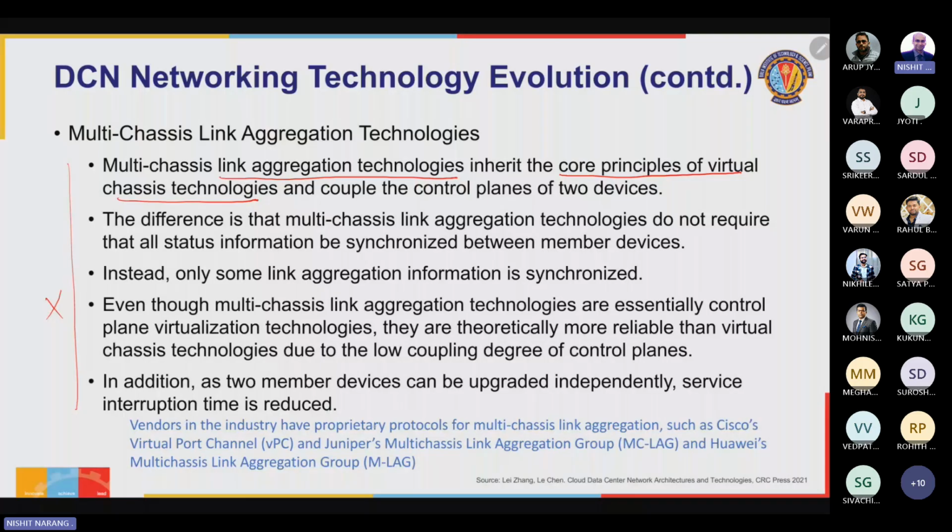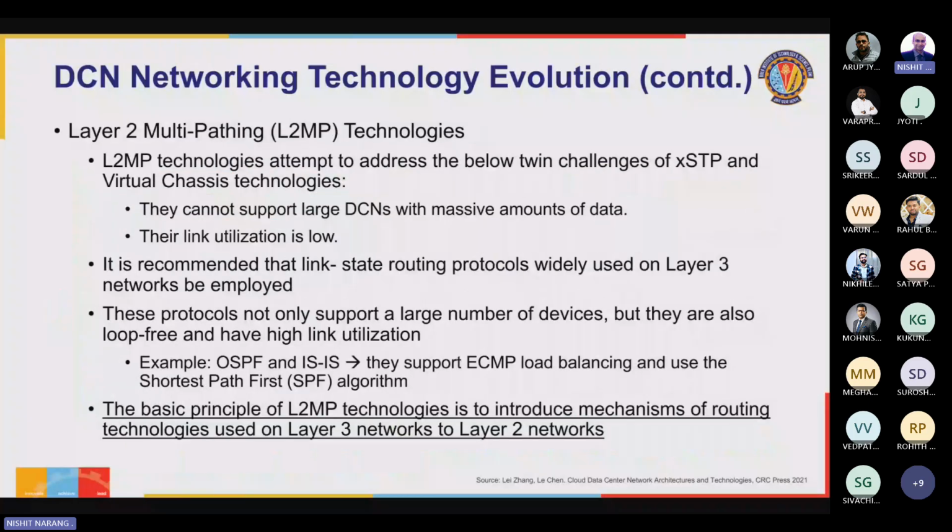But there are vendors in the industry which have these kinds of solutions also. Multi-chassis link aggregation: Cisco's vPC is an example. Juniper's MC-LAG, multi-chassis link aggregation group. Huawei's M-LAG, multi-chassis link aggregation. These are extensions of the basic virtual chassis technology, which are called multi-chassis link aggregation topologies. But I'm not getting into that level of detail because it's not required. The idea you've gotten is what a multi-chassis technology is and how it solves the challenge of spanning tree and broadcast storms, but it comes with some disadvantages.